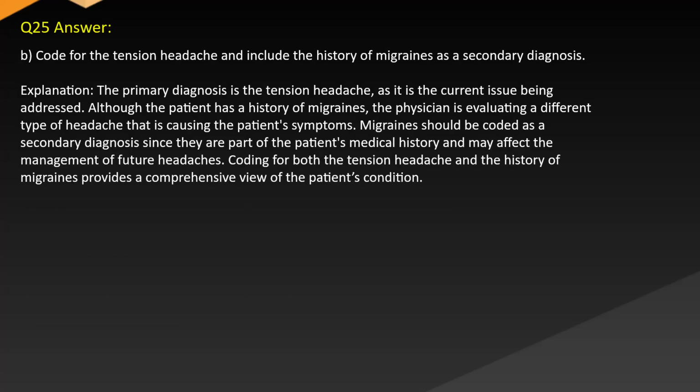Answer: B. Code for the tension headache and include the history of migraines as a secondary diagnosis. Explanation: the primary diagnosis is the tension headache, as it is the current issue being addressed. Although the patient has a history of migraines, the physician is evaluating a different type of headache that is causing the patient's symptoms. Migraines should be coded as a secondary diagnosis since they are part of the patient's medical history and may affect management of future headaches. Coding for both the tension headache and the history of migraines provides a comprehensive view of the patient's condition.